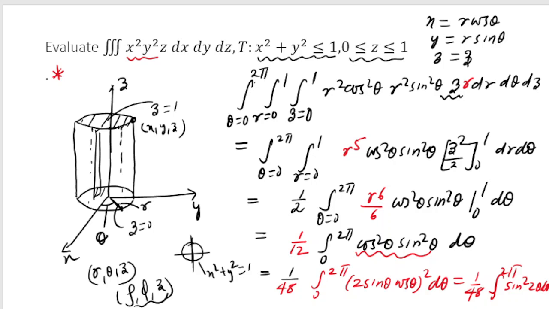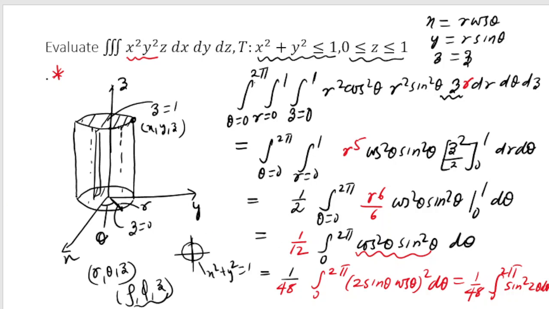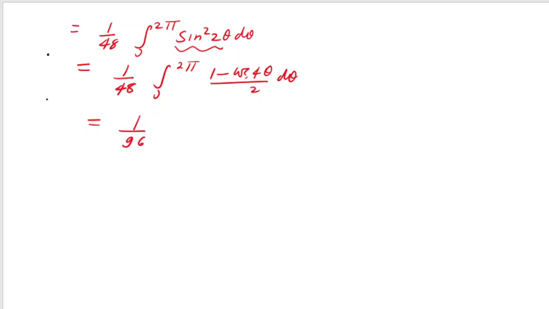Okay. So since we don't have the space, we have to move to the next page. So I have this expression which I have copied already. Sin square 2 theta d theta, limit is 0 to 2 pi. So how do you integrate this kind of integration? So 1 by 48 sin square 2 theta can be written as 1 minus cos 4 theta divided by 2 d theta. Now this will become 1 by 96, 48 into 2. Integration of 1 will give me theta. Integration of cos 4 theta will give me sin 4 theta by 4. Limit is 0 to 2 pi.